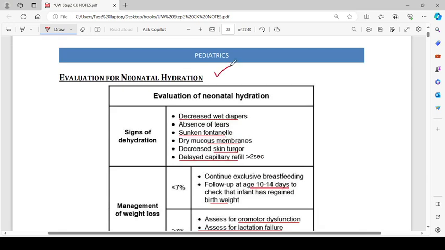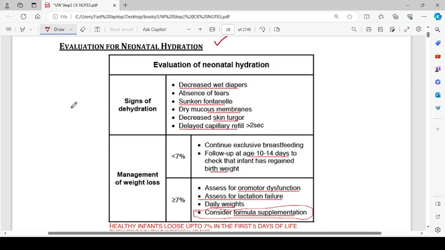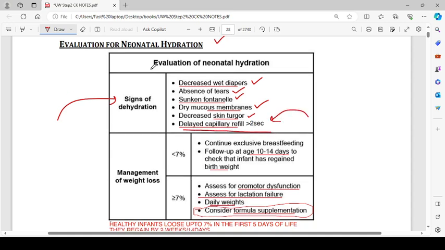Evaluation of neonatal hydration. How do we do that? Firstly, we'll look for the signs of dehydration: decreased wet diapers, absence of tears, sunken fontanelle, dry mucous membranes, decreased skin turgor, and capillary refill of more than 2 seconds indicates dehydration in children.